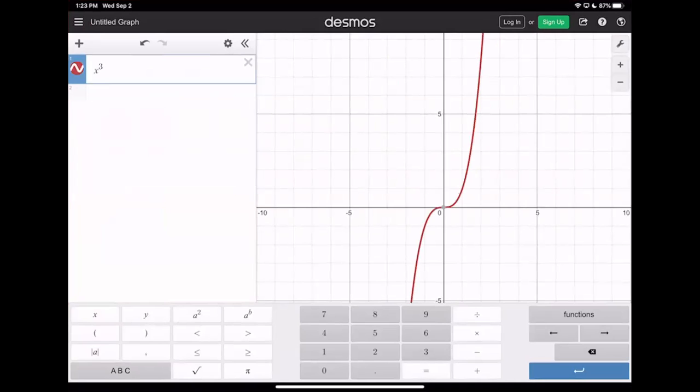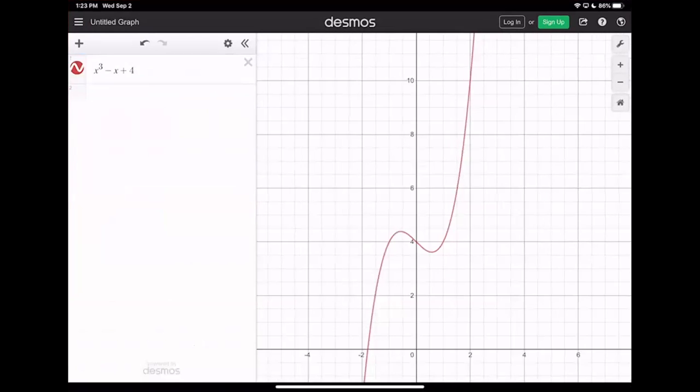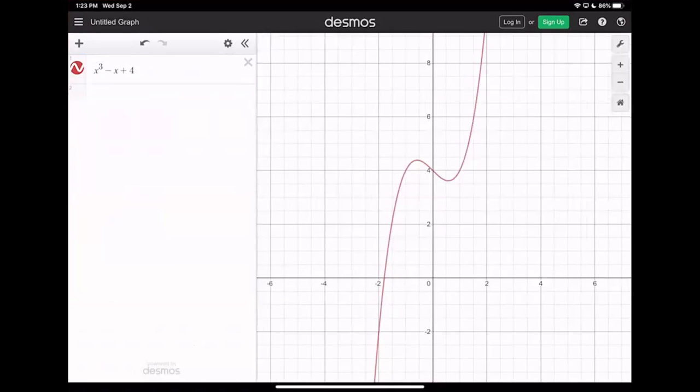X cubed. What was it? Minus x or plus x? Minus x, thanks. Oh, okay. Yeah, minus x plus 4. And you'll see it doesn't really fit any of those weird symmetries. Like it has symmetry, but not at the origin. And so that's why it would be neither.